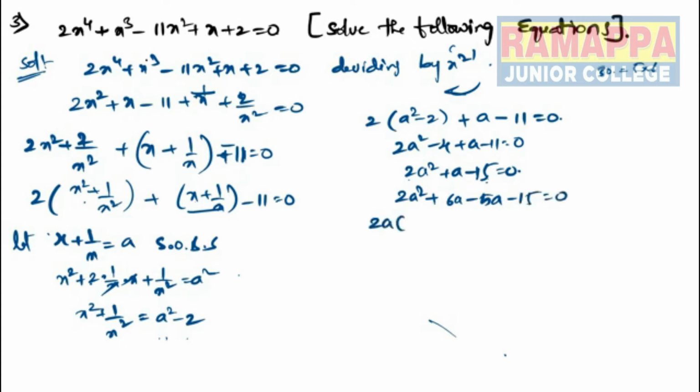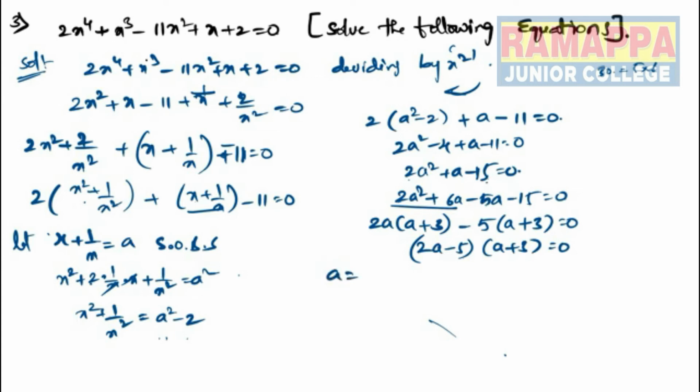So from 2a I take common from these two values, and it will become a plus 3. So 2a will come, right. Minus 5 I will take common, a plus 3 is equal to 0. So 2a minus 5 into a plus 3 we got as the answer here. Now from this, a is equal to minus 3 and a is equal to 5 by 2, two values will come here.